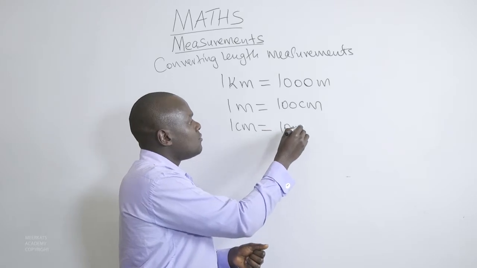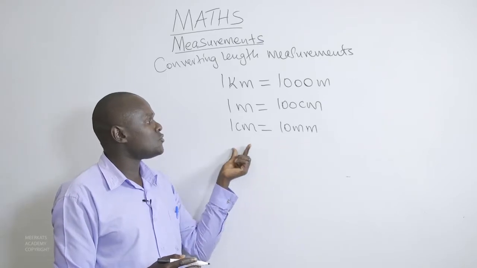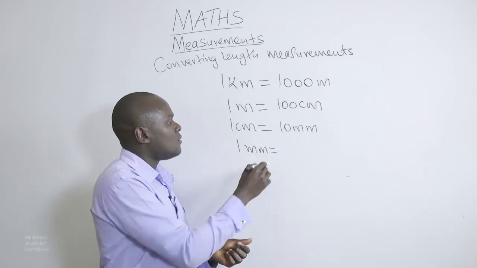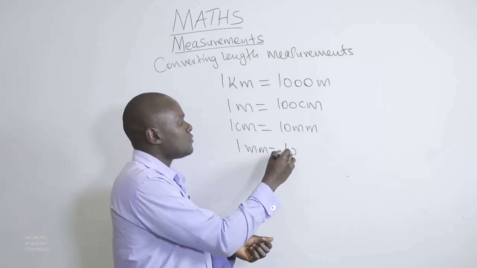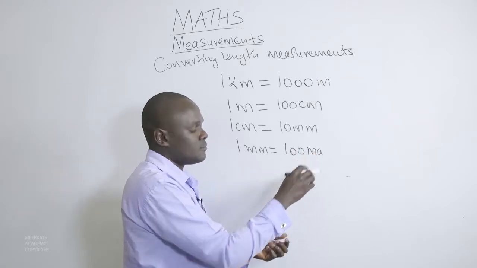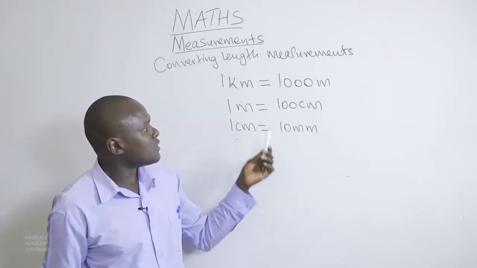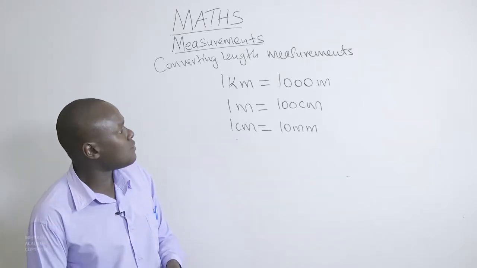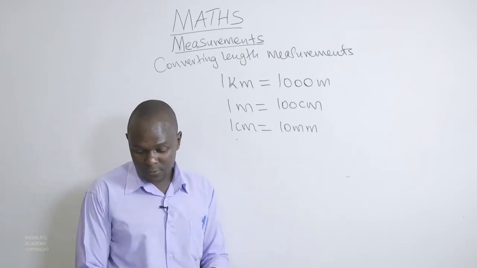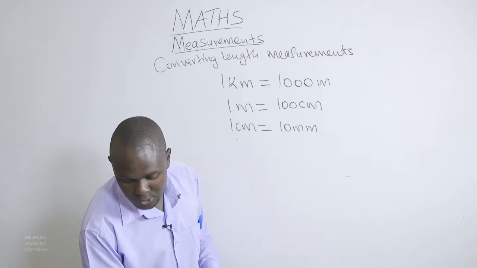10 millimeters. And this can continue to 1 millimeter being equal to 100 micromillimeters. But we can stop here for now. These are the most common units of measurement. We can stop here so that we can try to maneuver through them and see how do we convert from one to another.